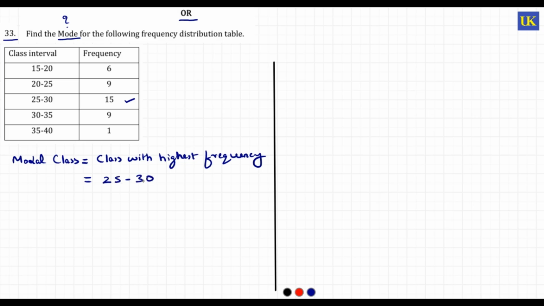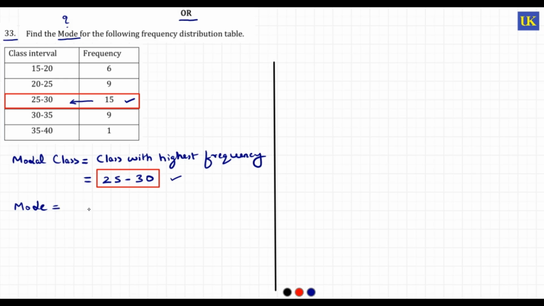15 is the highest frequency. So the class which is corresponding to the highest frequency 15 is the modal class. So 25 to 30 is our modal class. I have marked this class in red so that you can easily identify. So the modal class is 25 to 30. Now we can go ahead and find the mode.